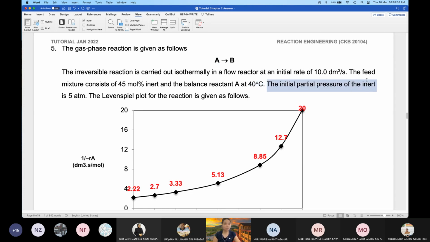The initial partial pressure of the inert is 5 atm. So, dia beri kita pula partial pressure inert. So, dia beritahu kita tekanan inert tu adalah 5 atm. So, now information dia beritahu kita, I have 45% inert and this 45% inert ni adalah 5 atm. Dia bukan total, dia bukan gas A, bukan campuran gas A, gas B, bukan campuran gas A and inert. It's just the inert gas. Yang 45% inert gas ni, pressure dia 5 atm. Okay, that's information they give us.